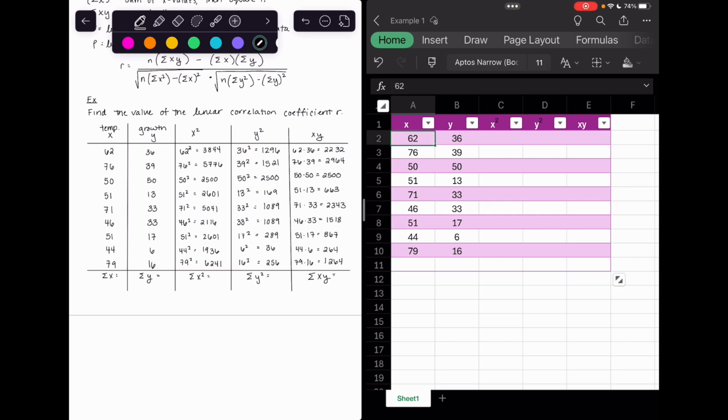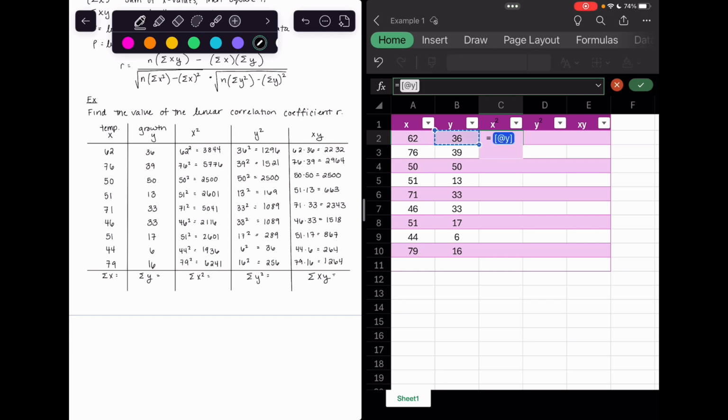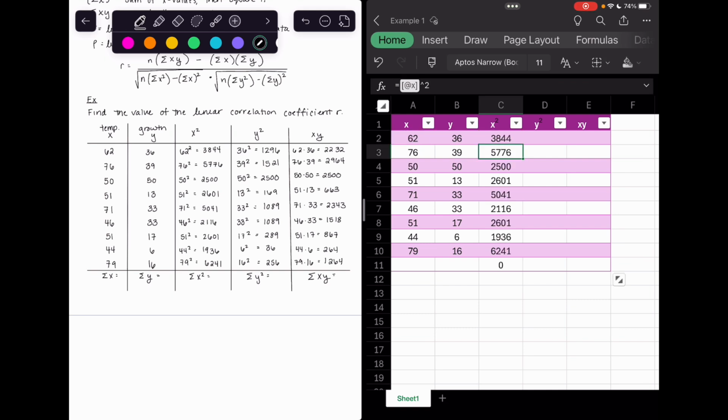You can see I have all of my values at the top, X, Y, I need X squared, Y squared, and X times Y. So just to show you here, if you want to take X squared, you have to do equals, and then you want to take this and you want to square it. So the way you do a square button is a little caret, and then you square it. And you can see here, it auto-filled in all of my values, so you get exactly the same thing we found in our table. All of these match up.